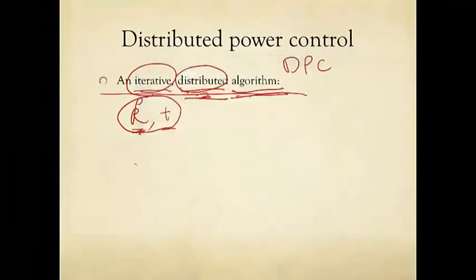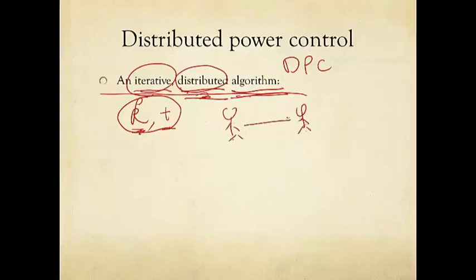So what's the algorithm? Pretend that you are the transmitter of pair i. Okay, there are many logical pairs. This is you, your intended recipient. And the intended recipient will measure the SIR all the time, let's say at discrete time t, and then it will feed this back to you.